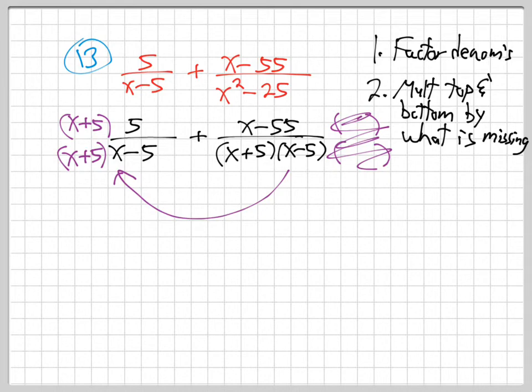Whereas this one needs x plus 5 top and bottom. Now they have the same denominators, don't they? Does that make sense? So the left denominator was missing the x plus 5, but the right denominator has everything that the left has. Does that make sense? You're just filling in their gaps to make them all the same.